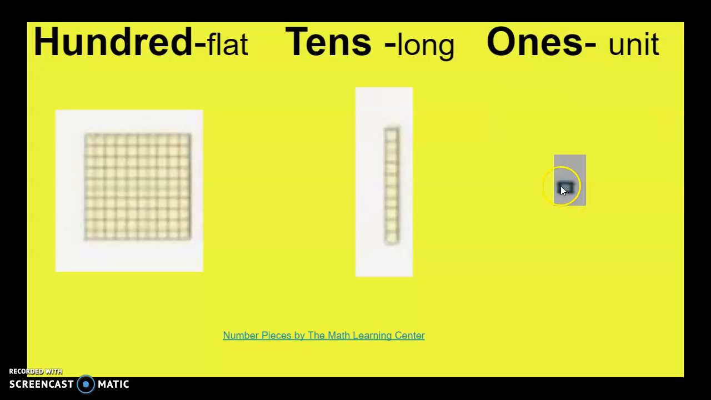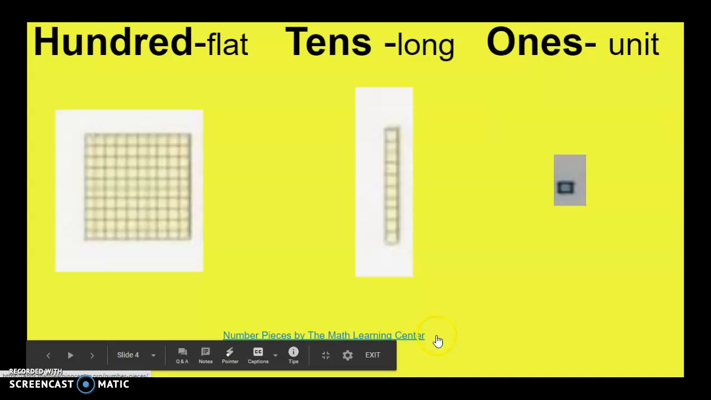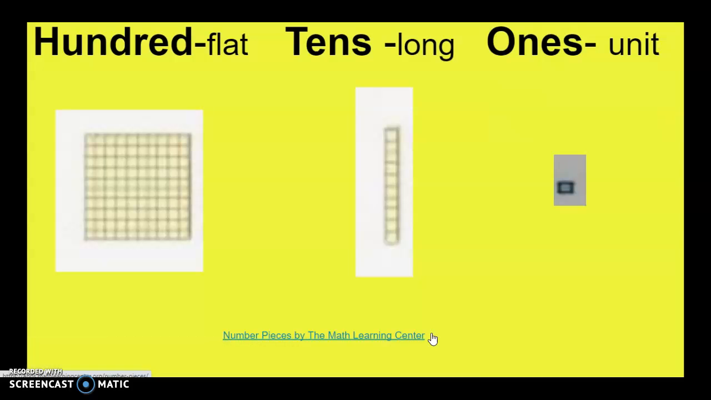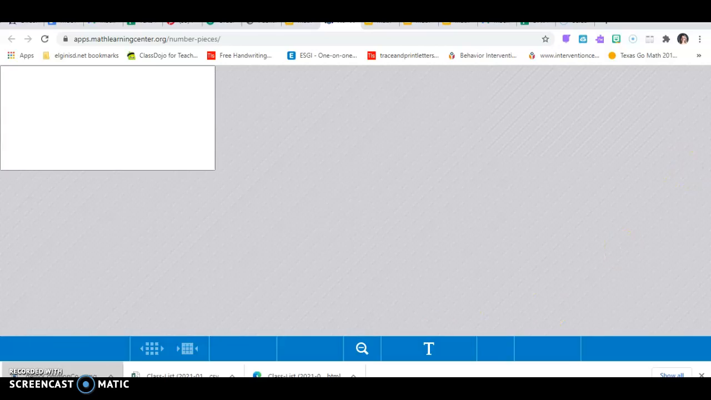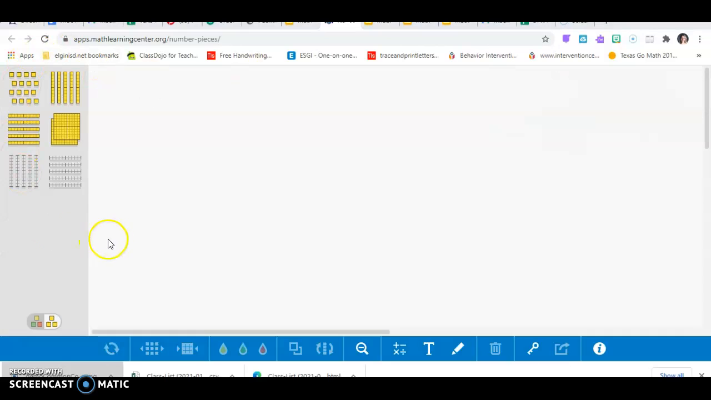Very good. Now, in your Google Classroom, you're going to be able to find this handy dandy little link right here that's going to take you to some manipulatives that you can use at home when you don't have any manipulatives. You just click on that and then it takes you here and you have your 10 longs, you have your 100 flats, and you have your ones, cubes, units.